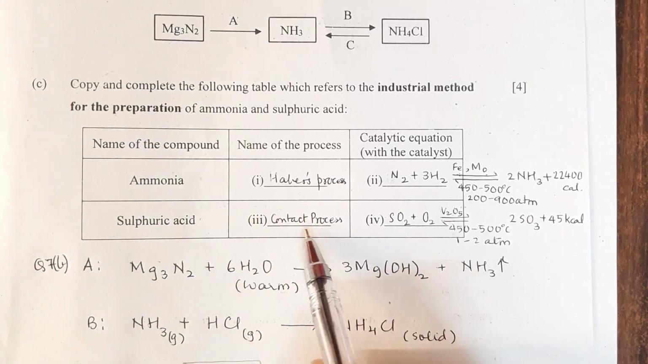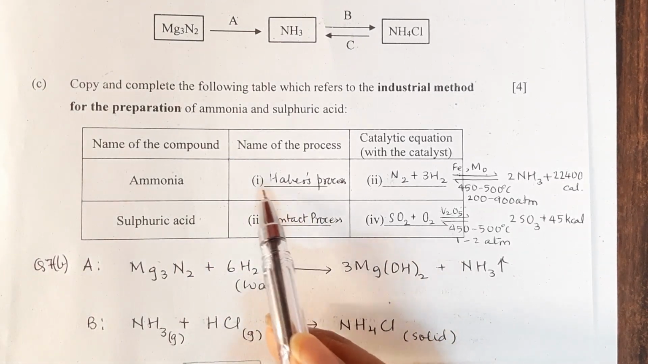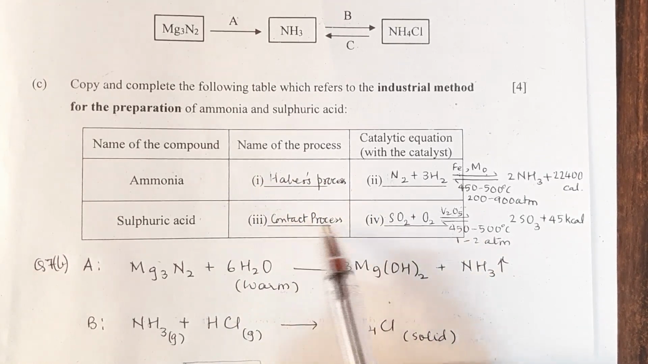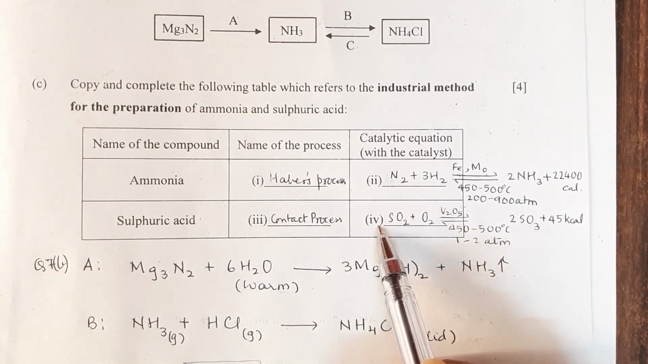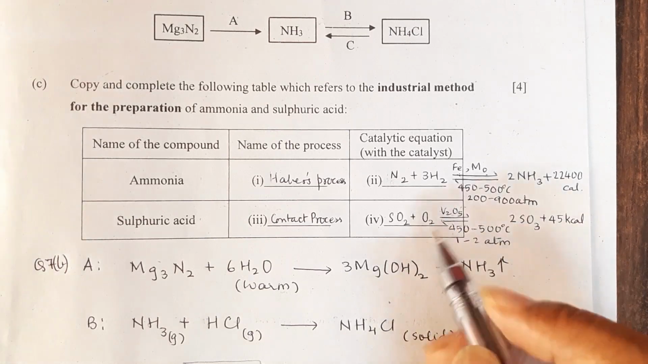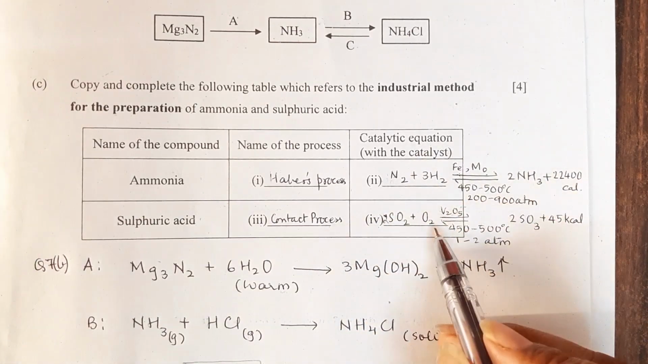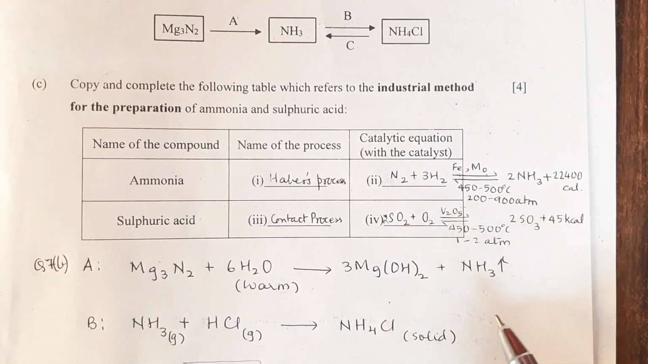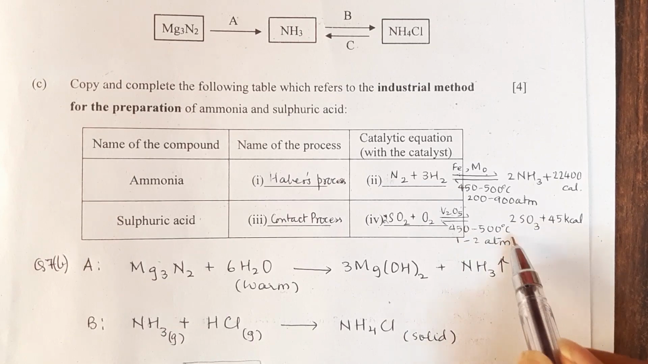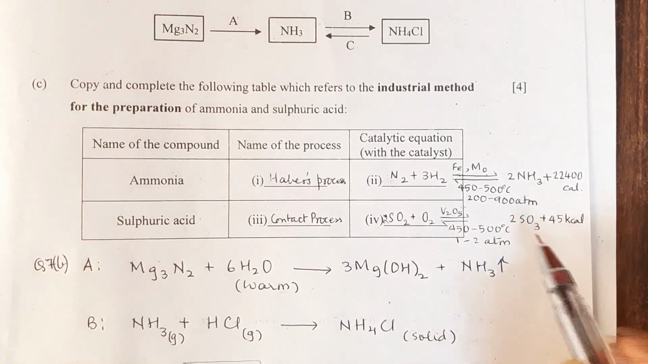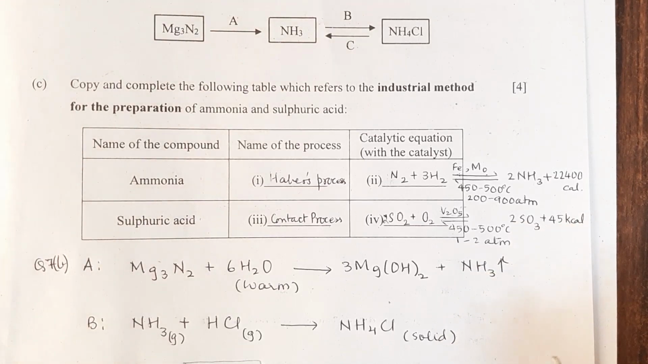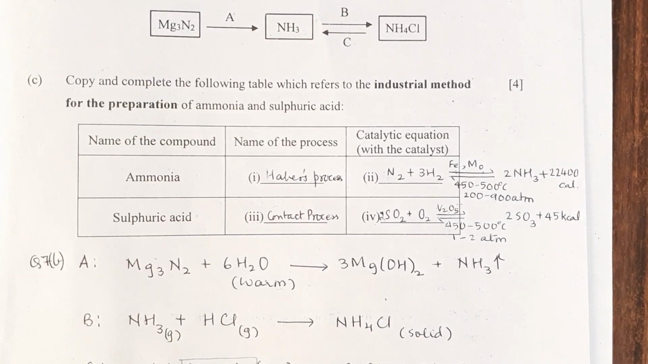For sulfuric acid, we make the table here, or we can just write 1, 2, 3, 4, one below the other, and we write the third blank as contact process, and the reaction with the catalytic equation would be 2 SO2 plus O2 with vanadium pentoxide as the catalyst, 450 to 500 degrees C temperature and 1 to 2 atmosphere. It gives us 2 SO3 plus 45 kilocalories. And that finishes our section 2.